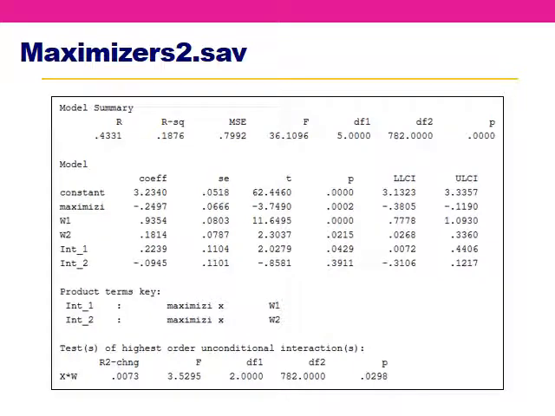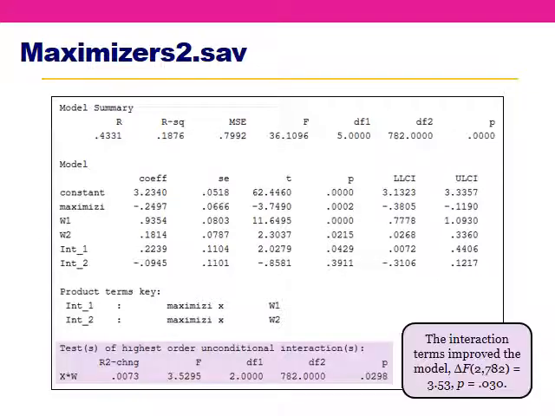Now we can go ahead and look at our output. So in this table, which we're used to calling the coefficients table, we have our alpha, we have maximization score, we have dummy variable 1 and dummy variable 2, and then we also have our 2 interaction terms. Because remember that when we have 2 dummy variables, we need an interaction term for each of the dummy variables.